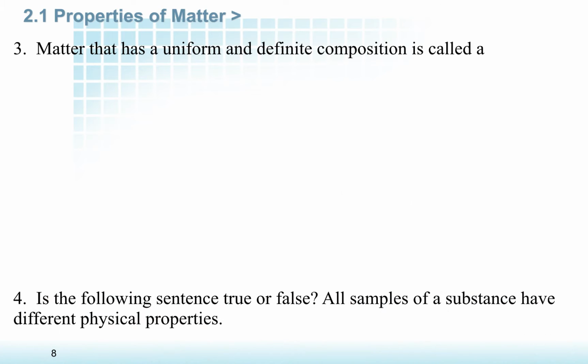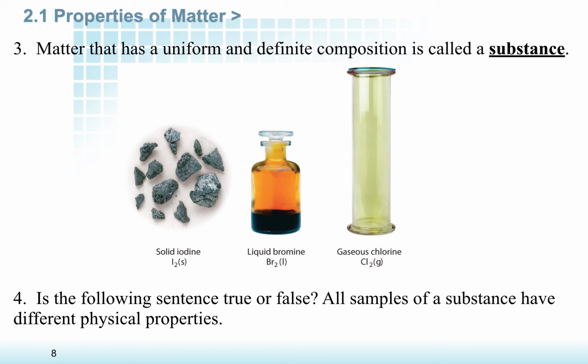Matter that has uniform and definite composition we call a substance. Now I'm going to show you a few of them. The first ones are the elements iodine, bromine, and chlorine. I can tell that they're a substance because I can write their formula.